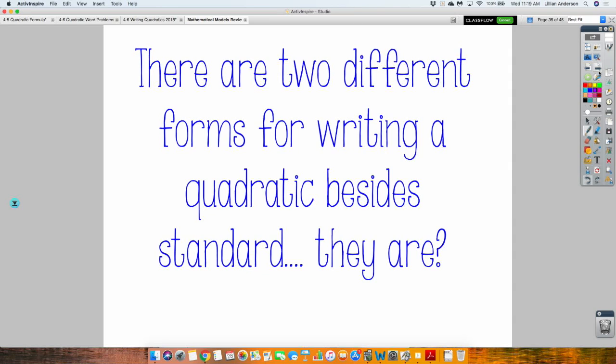Okay? Now, there were two different ways to write a quadratic. There was standard form, which we just went over. And then, what were the other two forms?